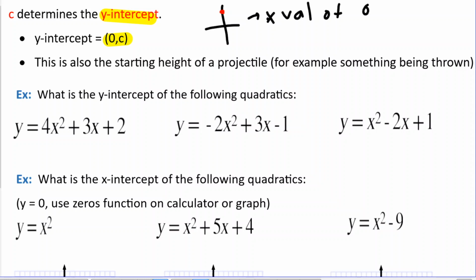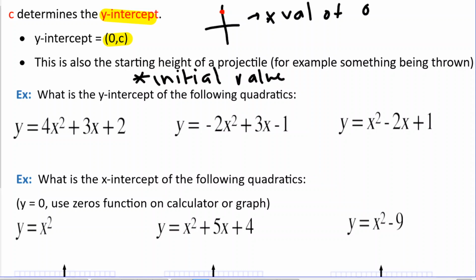In general, this is also the starting height of some sort of projectile. We can describe this as usually our initial value, right? Because it's when we have an X value of 0, and X, being our independent variable, usually talks about things like distance or time. And when we talk about starting something, it's usually at a distance of 0 or a time of 0, and then we progress from there. So this point in context usually represents an initial value.